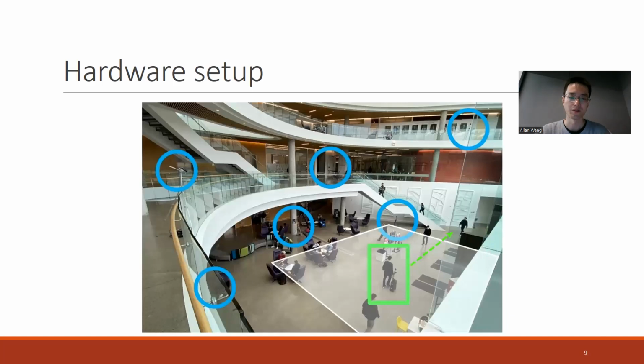In terms of the overall setup, the blue circles indicate the locations of the static cameras. The white area is where we collect the data, and the green rectangle shows a person carrying our suitcase robot and collecting the data.